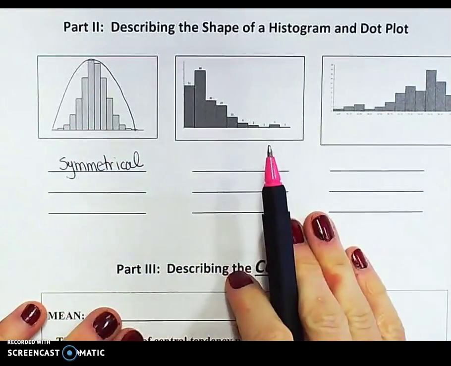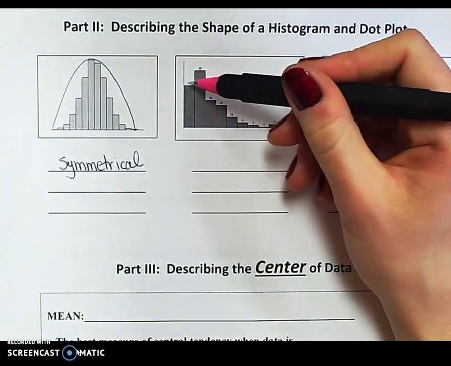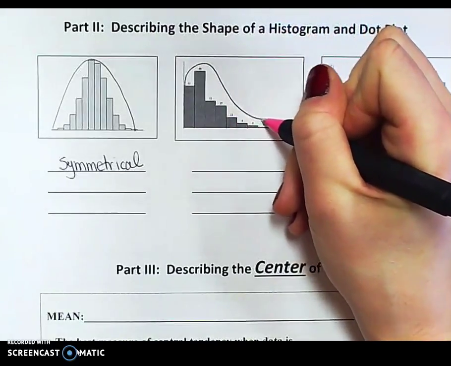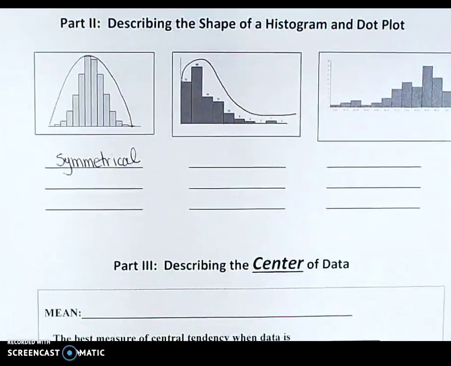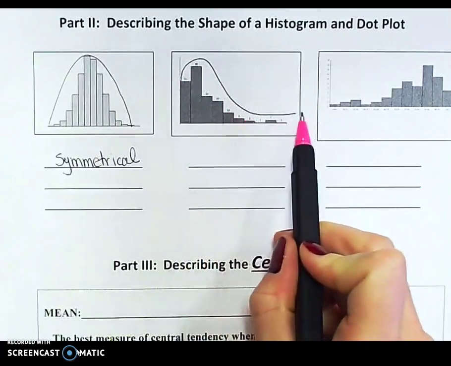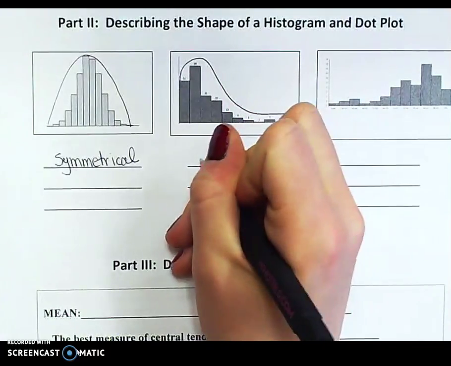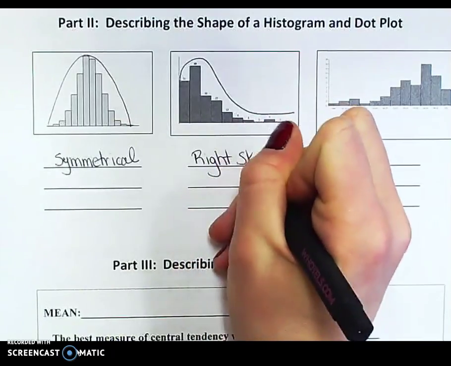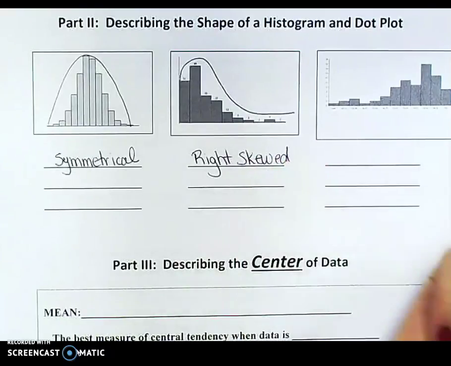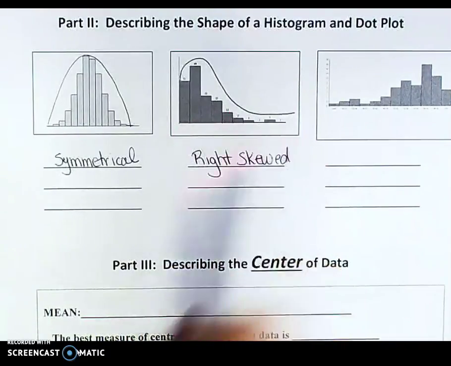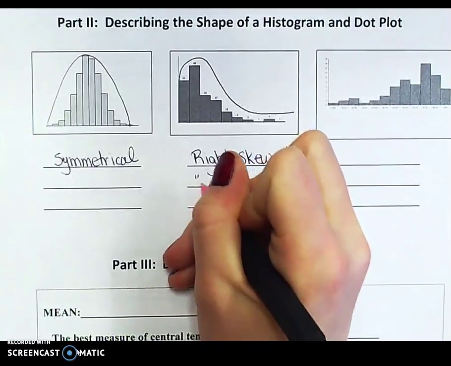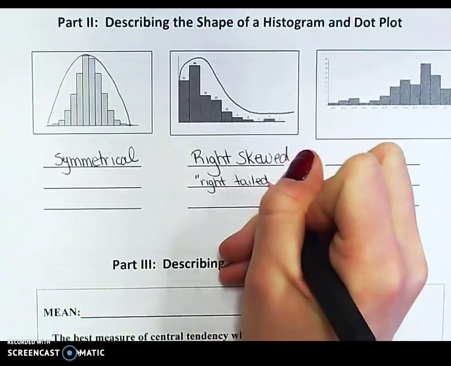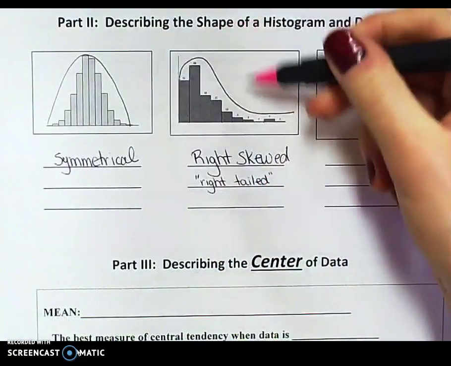Now if we take a look at the next chart, we have a lot of data on the left-hand side. So we have this big bump and then it scales out. It's like a bump and then it has a tail. This is what we call right skewed. Most of the data is on the left and it has this long tail on the right. I like to think of it as right-tailed. That's how I know which way to call it for skewed. It is right-tailed. It has a tail on the right-hand side.